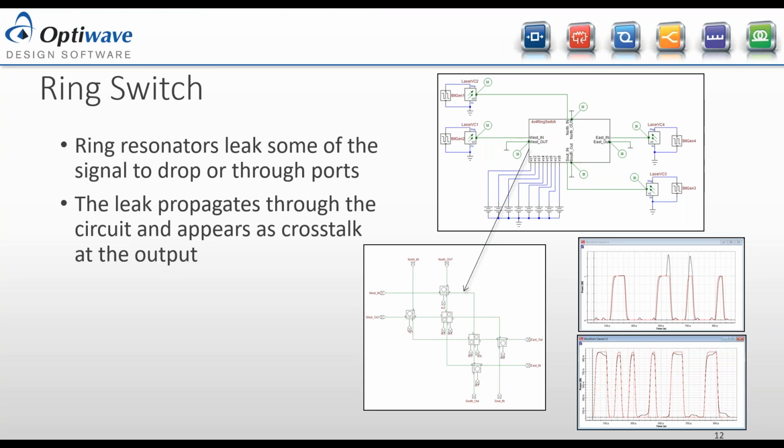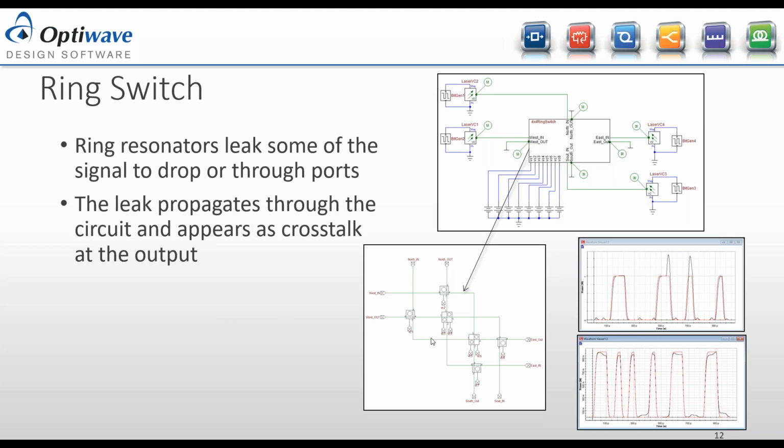Okay, so I'm going to now show you a more complicated ring resonator simulation. We have a ring switch here, which uses a subcircuit. The way the simulation works is we have multiple rings connected all together, and by turning the rings on or off resonance, you can control where the signals come out. You can have a signal coming from the north and going to the east or west. You can route the signal however you like.